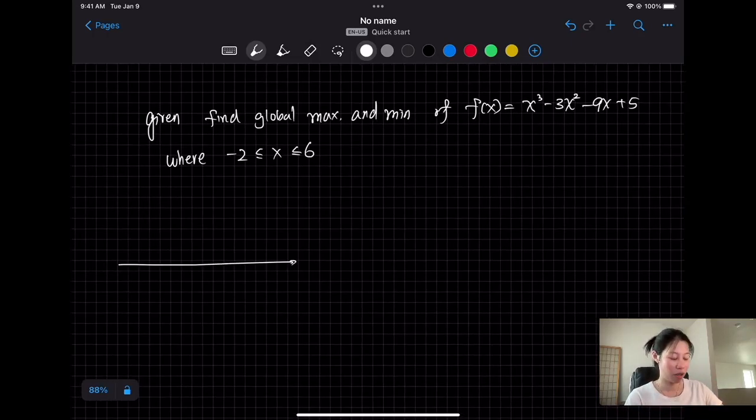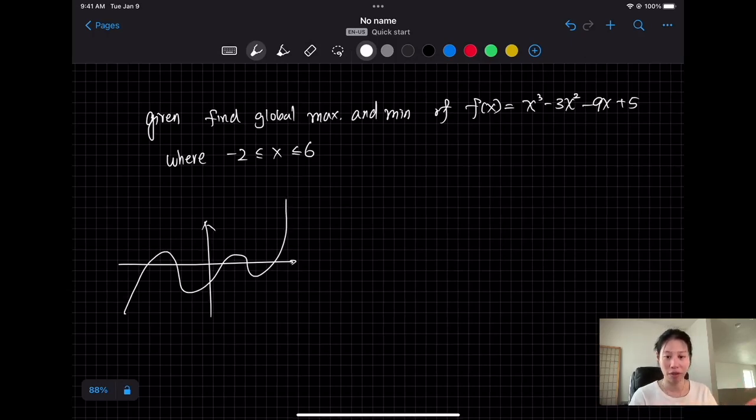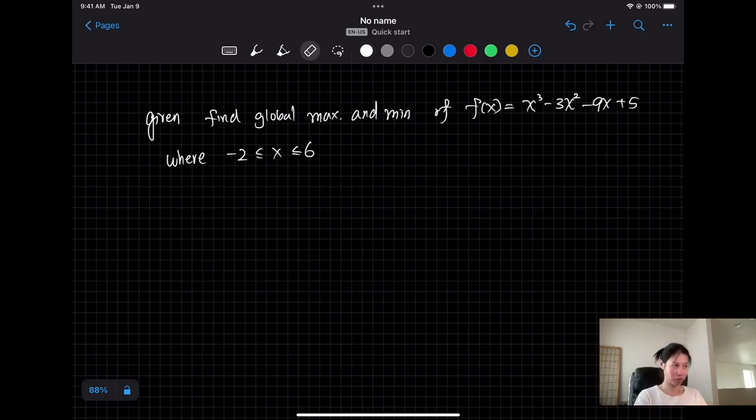Because sometimes, if the graph looks like this one, your endpoint is definitely going to be your local minimum or local maximum. But what if the graph looks like this one? So the endpoint doesn't guarantee you a global maximum. That means we still need to find the critical points and check if they are the global maximum or global minimum. Okay, so let's find the critical points first.